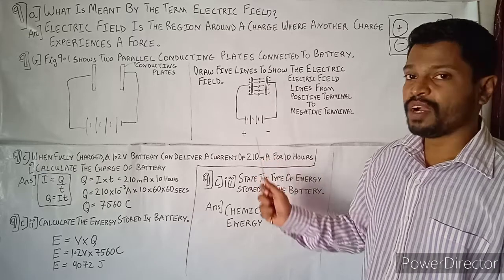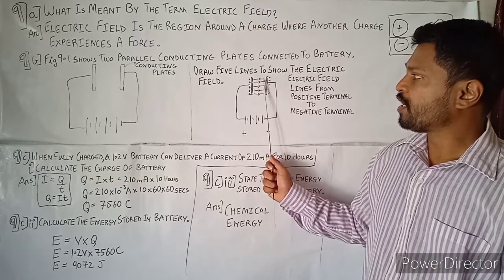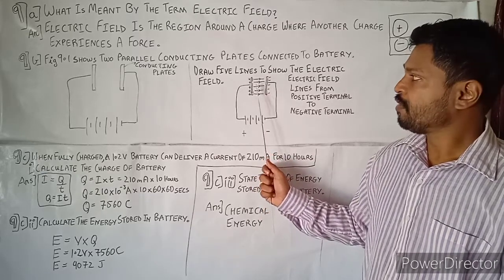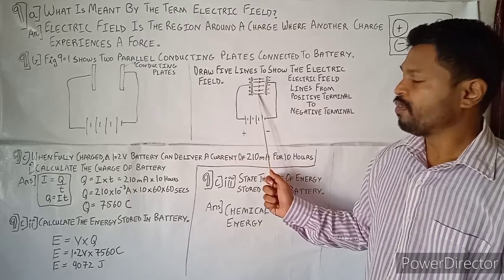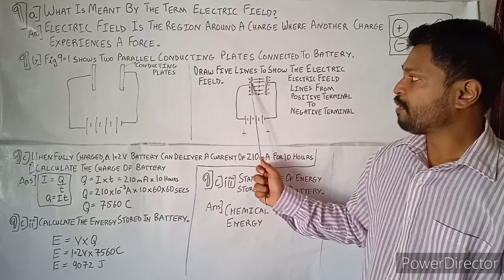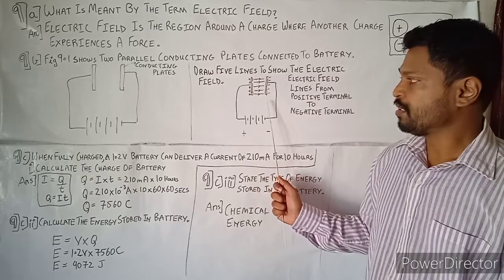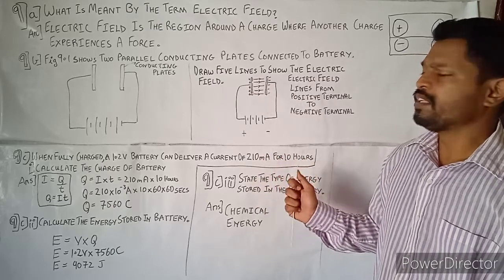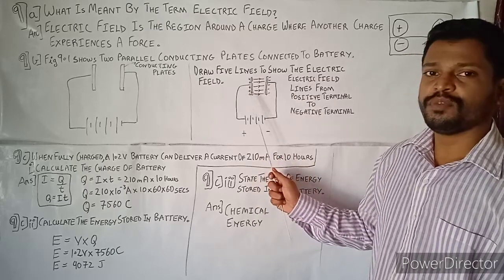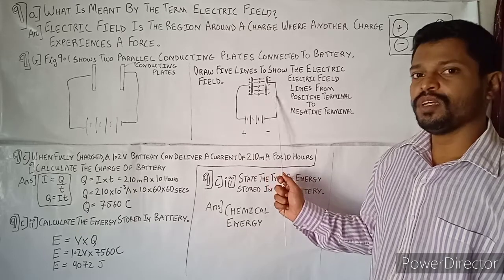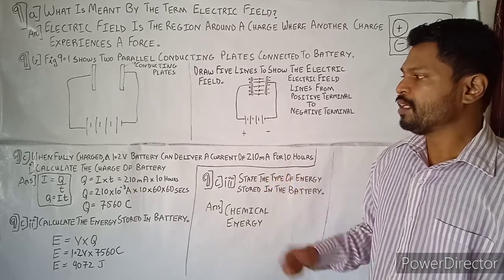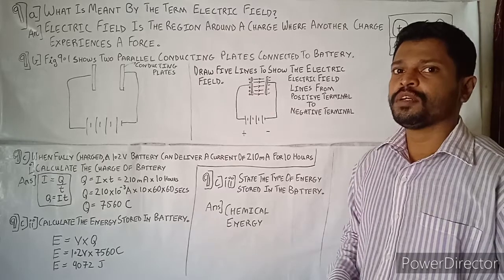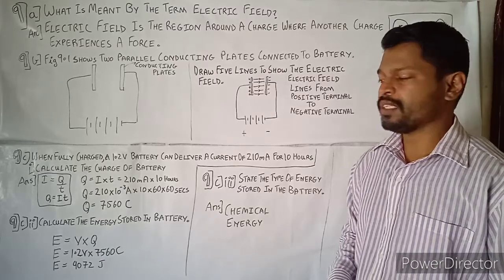So we have to draw 5 lines. We will be drawing the electric field lines, 1, 2, 3, 4, 5, and 5 plus charges and 5 minus charges. So we can write electric field lines, they start from which end? Positive end to the negative end.